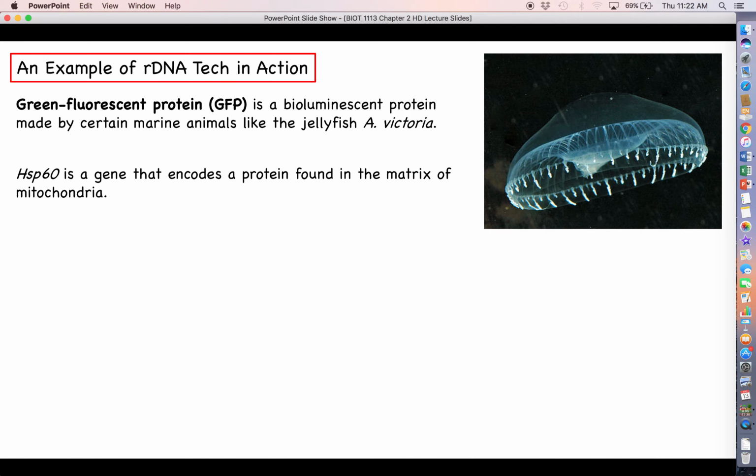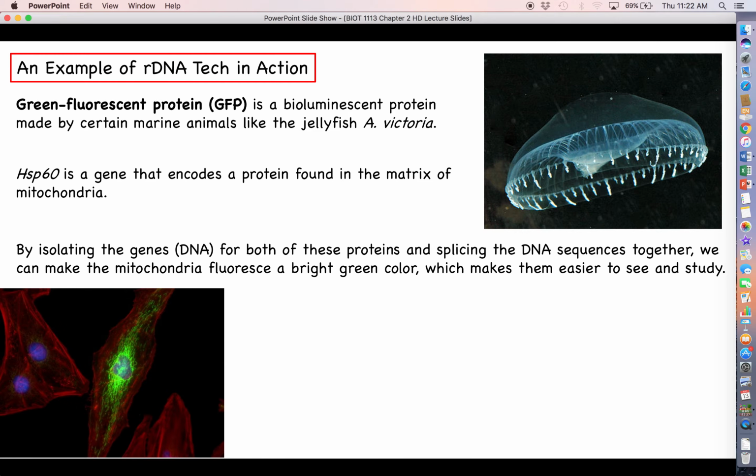Now let's talk about a protein that is normally found in the matrix of mitochondria. This is called heat shock protein 60, or HSP60. It has nothing to do with GFP, just totally an aside here. But let's think about these two proteins together. What could we do with these two proteins?